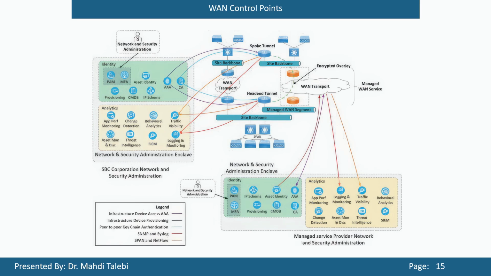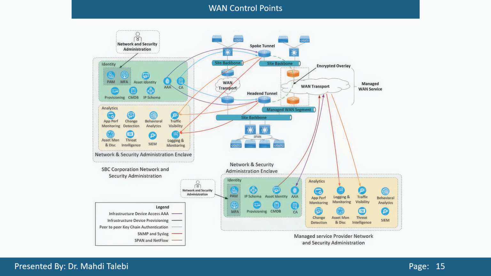The visualization highlights several key features that form the backbone of security and network management. For instance, the encrypted overlay represents a security measure where data is encrypted as it travels across the WAN, safeguarding it against potential interceptions or manipulations, commonly referred to as man-in-the-middle attacks. This strategy is particularly important in environments where the WAN is managed by an external service provider, as it minimizes the trust placed in third-party infrastructures.